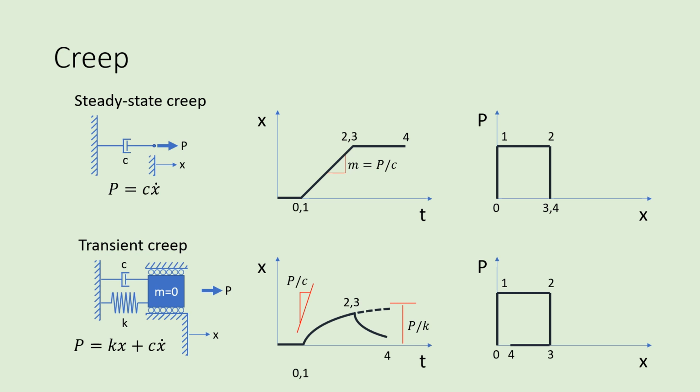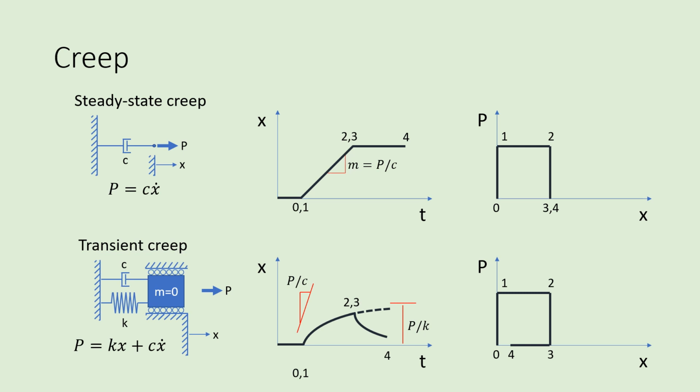The slope of this linear relationship is given by M, which is defined as P, the load, divided by C, the constant. At time point 3, the load is instantaneously removed from the object, and displacement remains constant for an infinite amount of time afterwards because it is permanent deformation, and there's nothing to cause the system to contract again and for deformation to return back to what it was.